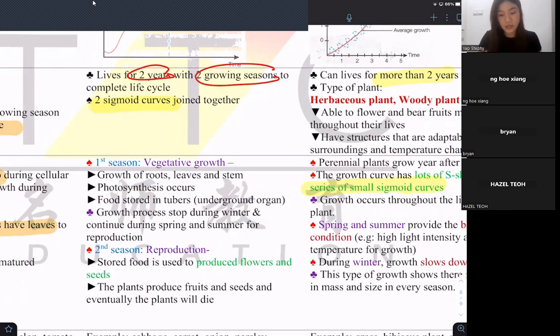So here, you will have a high rate of photosynthesis so that you can produce a large amount of food. It can be stored inside the tuber. You say, teacher, why do they want to produce so much food? So it can prepare for the second stage. The second season is for reproduction. Reproduction needs a lot of energy.